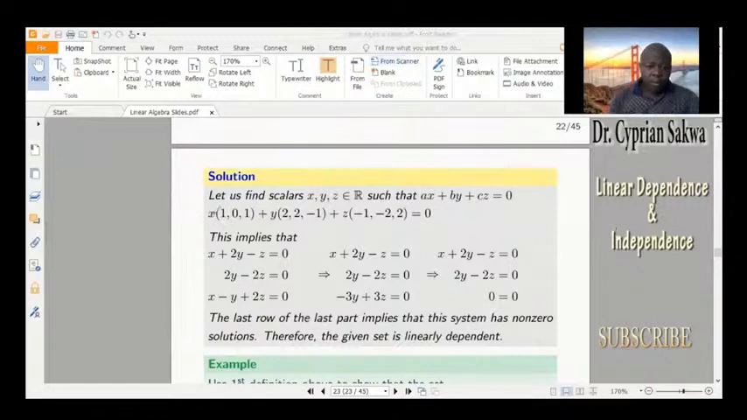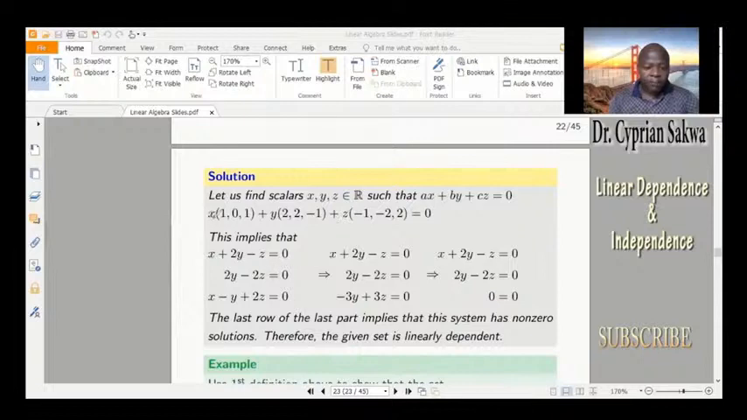So that's what I've just done here. x times the first vector plus y times the second vector plus z times the third vector equals 0. Again, we just multiply the same way we did the first example. So this would be x plus 2y minus z equals 0. Then this would be 0 plus 2y minus 2z equals 0.